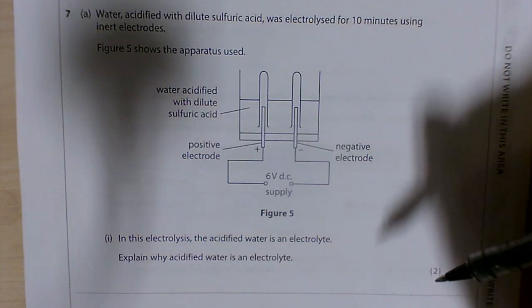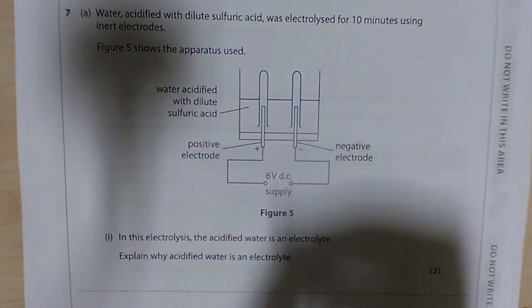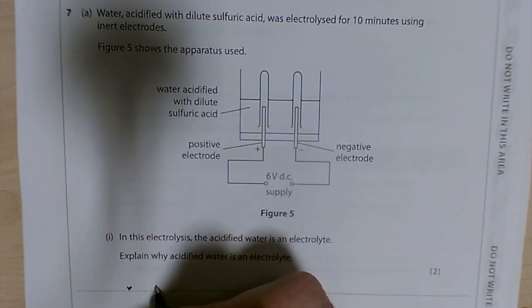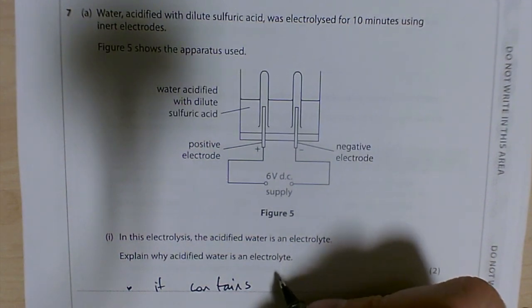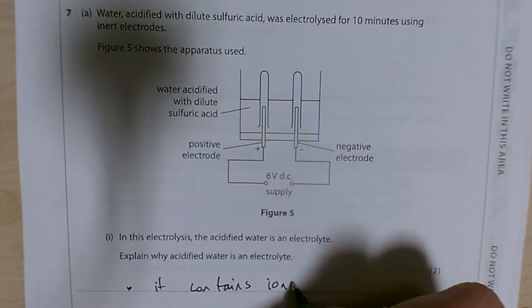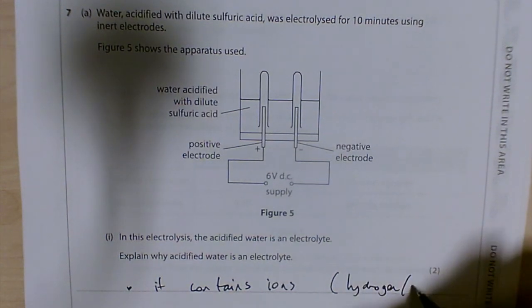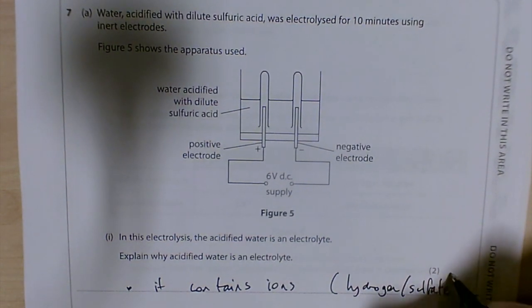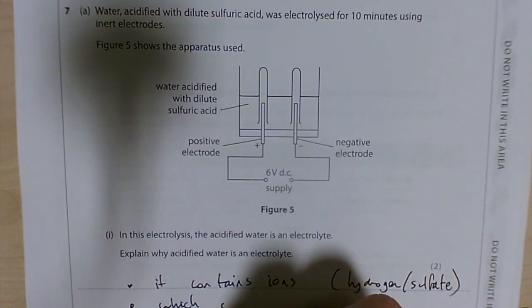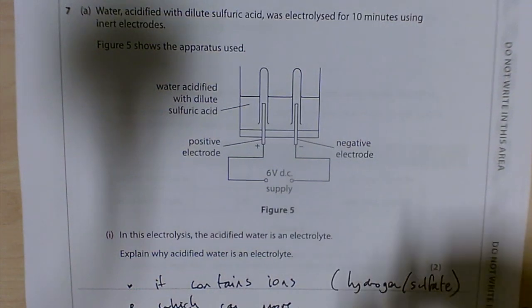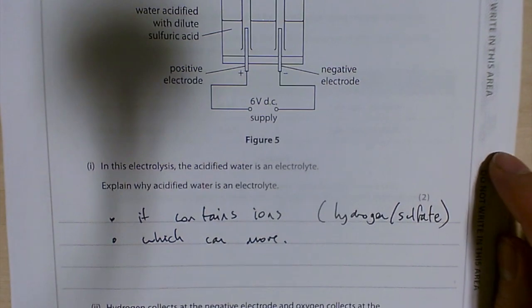And we have to explain why acidified water is an electrolyte. So 1 mark for it contains ions. Now you could mention that they are hydrogen or sulfate. And then the 2nd mark for saying which can move. So remember, when you've got an electrolyte, the ions can move around.